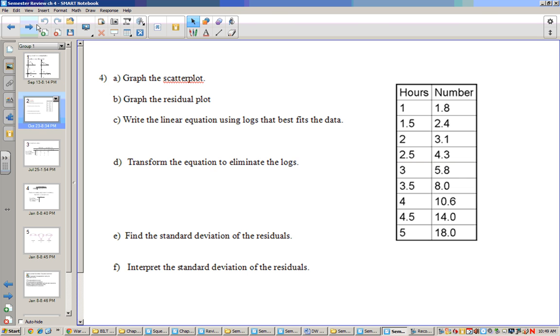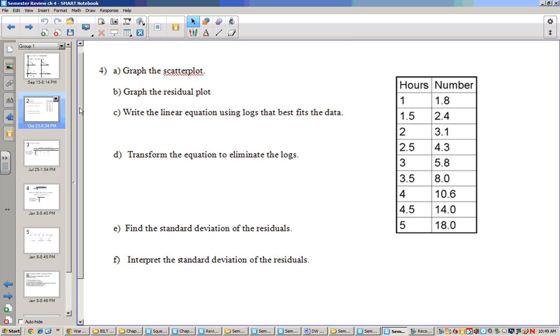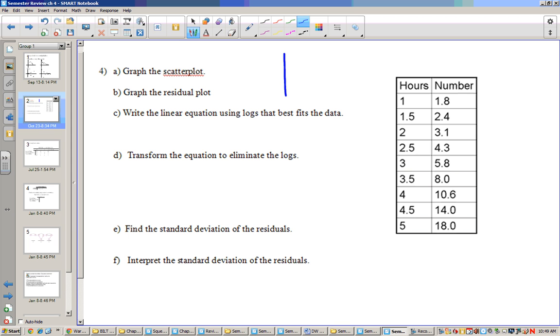Now, in a situation like this, if I have an x variable and a y variable, if we graph these, it actually had something that looked like this. So it had a curve in it. So when I did the residual plot, it had a parabola.